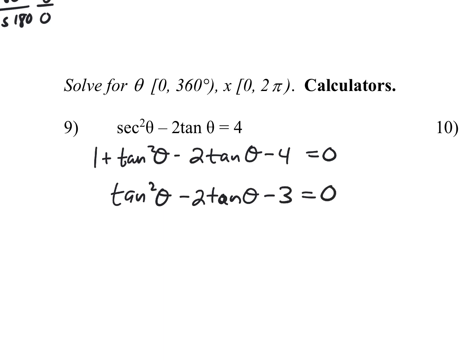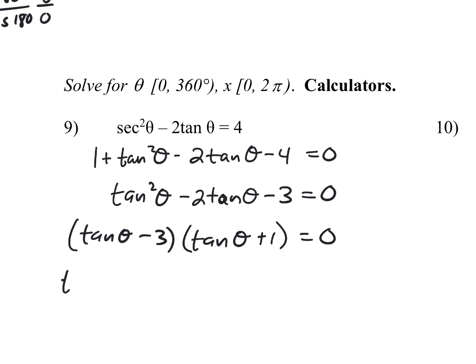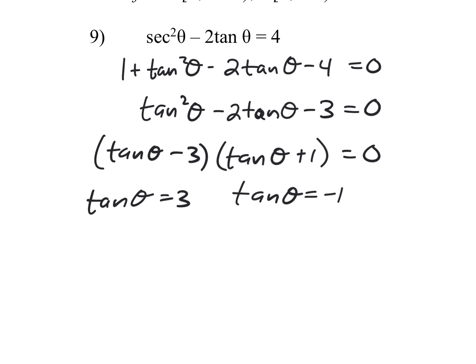So I have tan squared theta minus 2 tan theta minus 3. That is factorable into tangent theta minus 3 times tangent theta plus 1. This means that tangent theta can be set equal to 3 and tangent theta set equal to -1. These are values that are going to be a little bit difficult. One of them is not on our unit circle, that +3. So we'd have to go to our calculator, make sure we're in degree mode, and use our inverse tangent function.